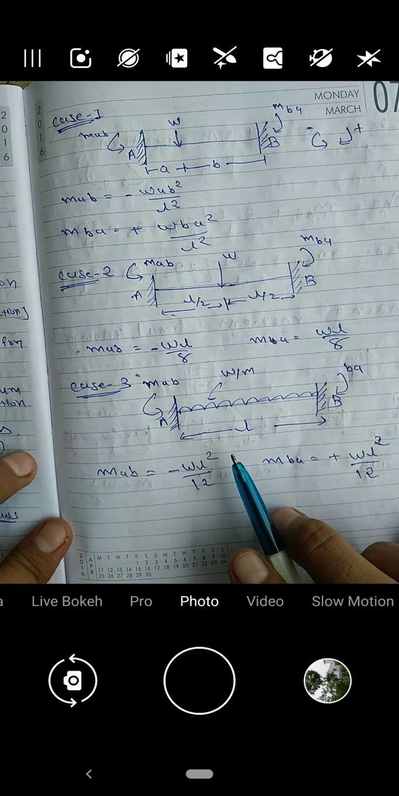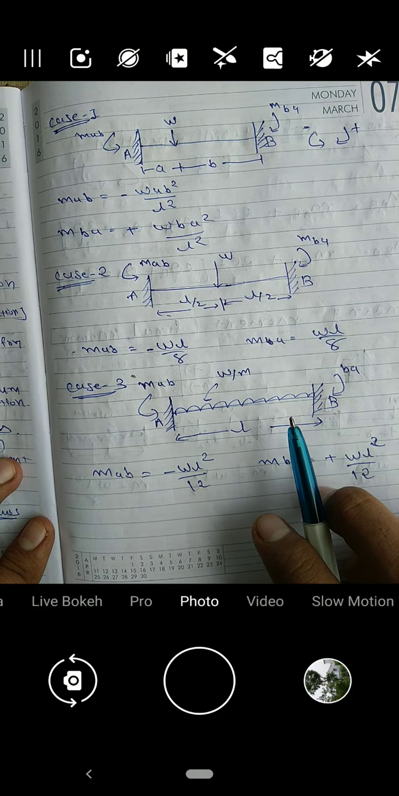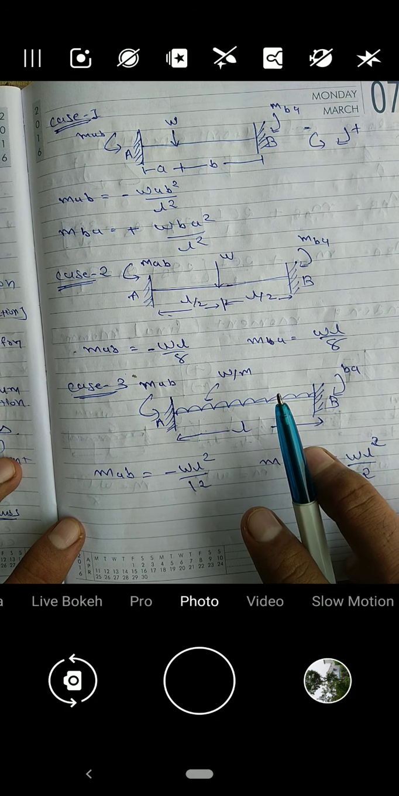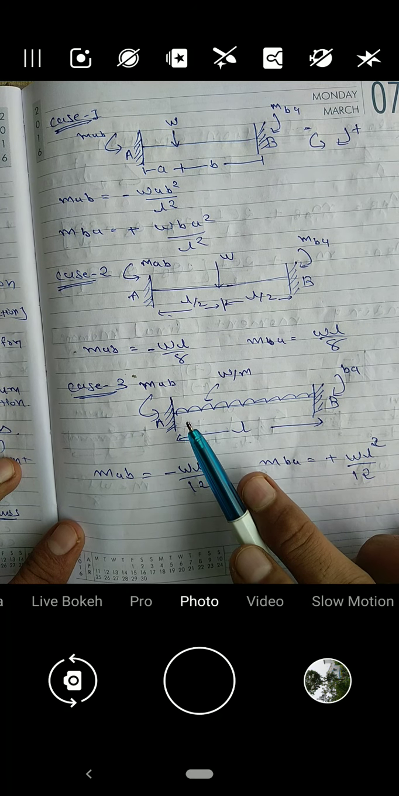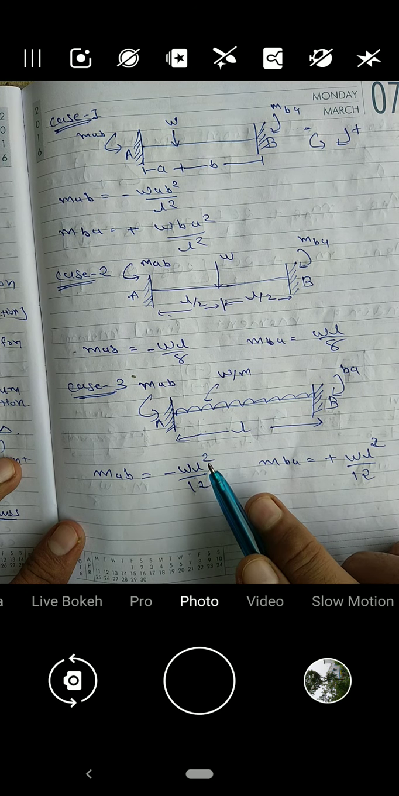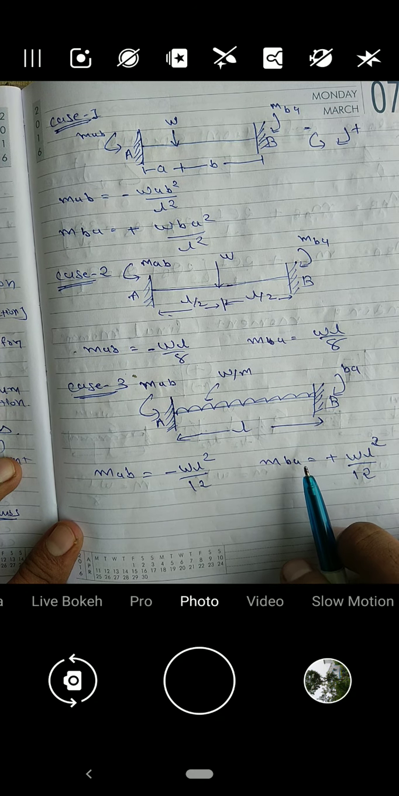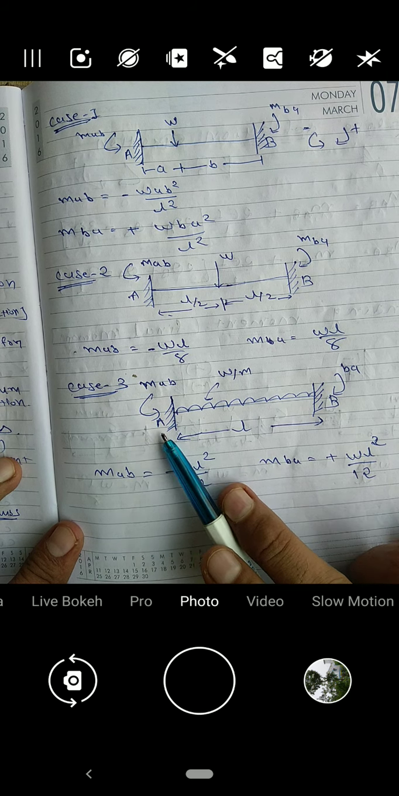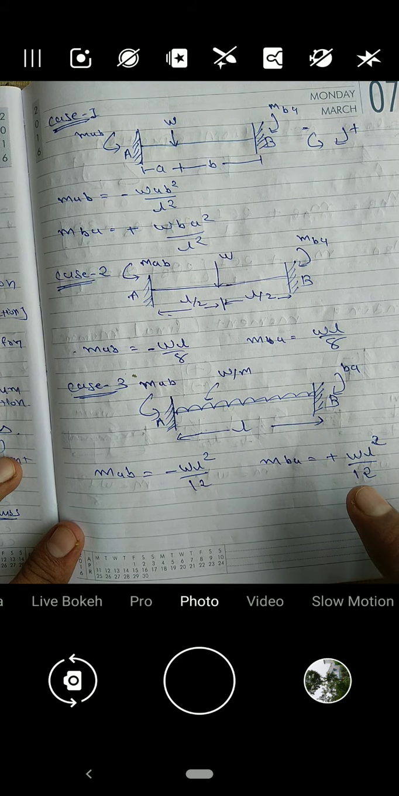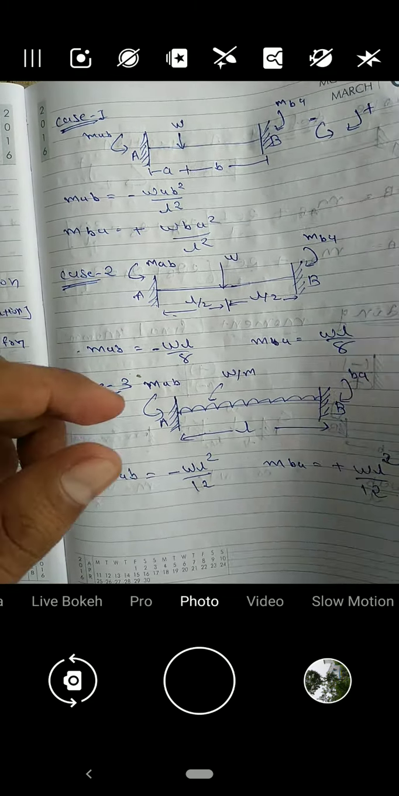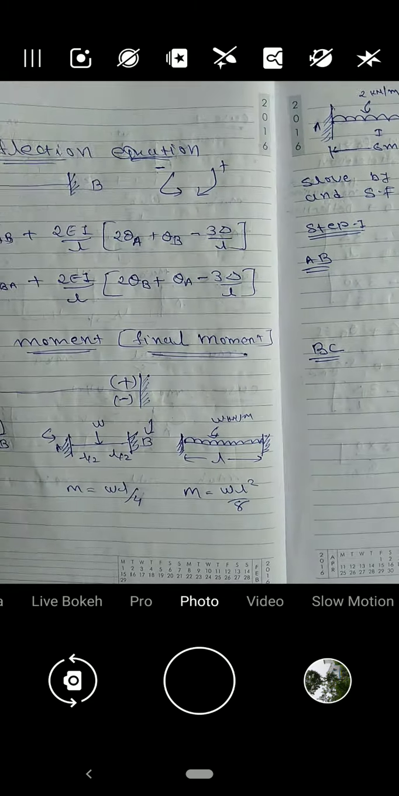Now the third case. In the third case, for the fixed end moment, if a UDL in kilonewton per meter is applied, then the moment MAB is equal to minus WL square by 12 and MBA is equal to plus WL square by 12, because MAB is in an anti-clockwise direction and MBA is in a clockwise direction. Now we take one example for that.